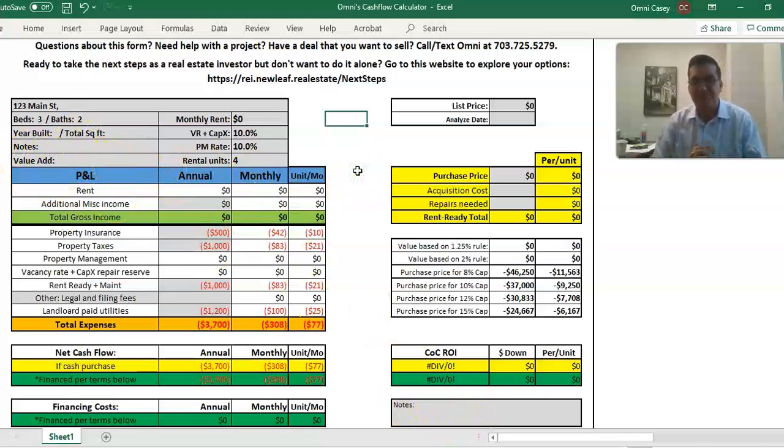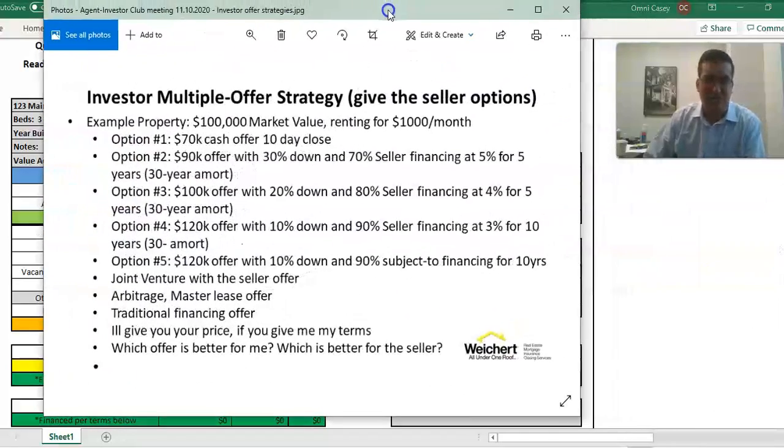All right, so if it's listed on the market, you're going to type that in. If it's not listed, then it doesn't matter. You're going to type in your analyze date so that you can keep track of when you initially analyzed it, because you might make an offer or analyze it now. It's not a good deal, but they lower the price, down the road, and you can kind of keep track of what those changes look like. So here, 123 Main Street, let's use this as an example.